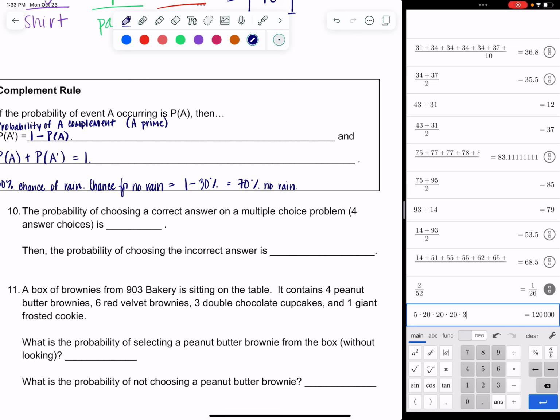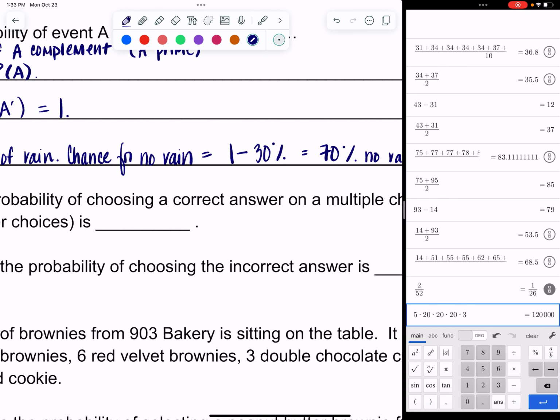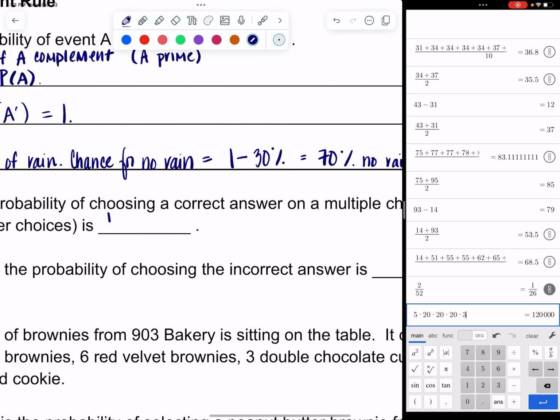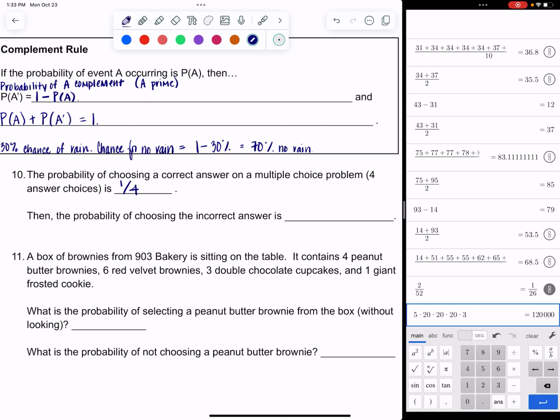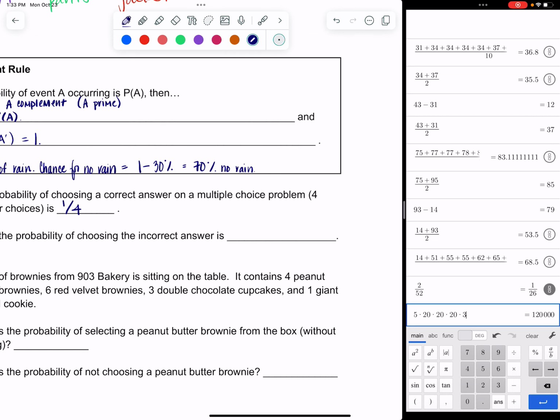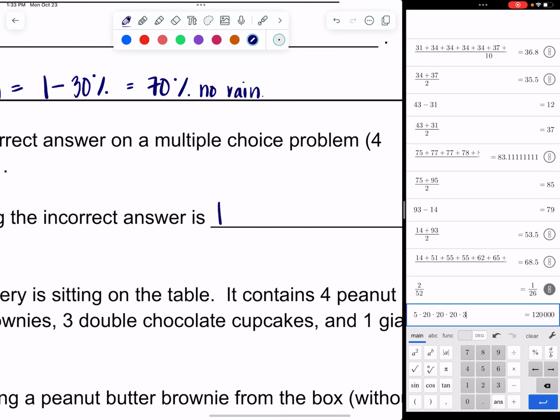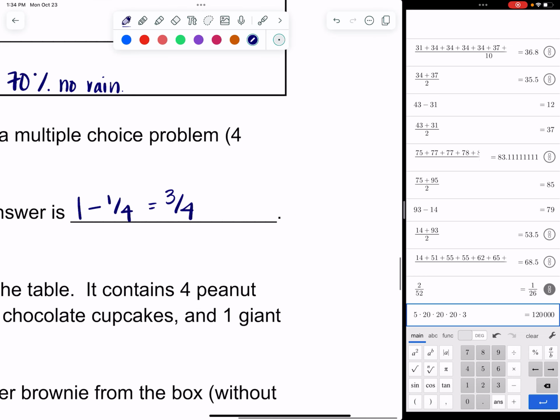So if we have the probability of choosing a correct answer on a multiple choice problem, well, if we can only pick one, there's one correct choice out of 4 choices. Well, that means the probability of choosing the incorrect answer would be 1 minus 1/4. If you go plug that into Desmos, you get 3/4 or 0.75.